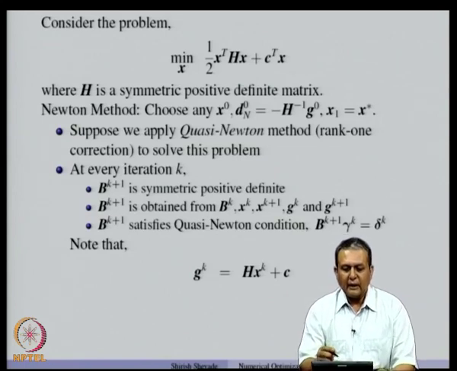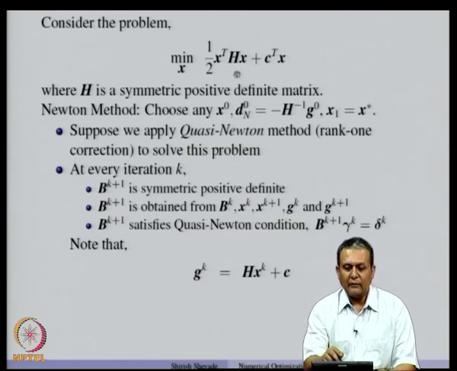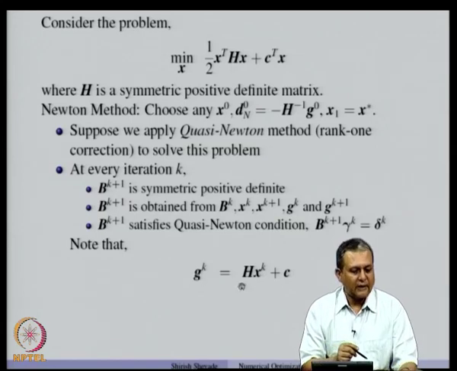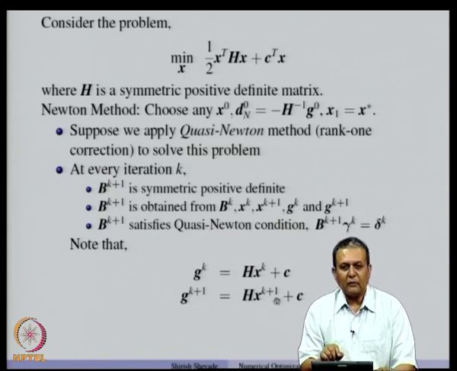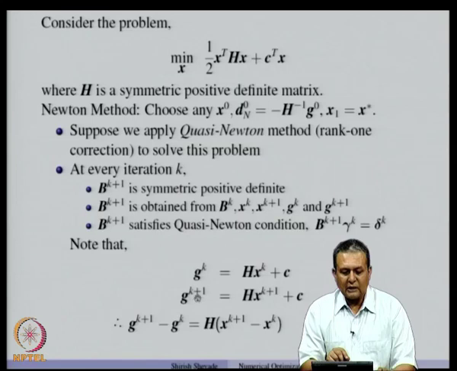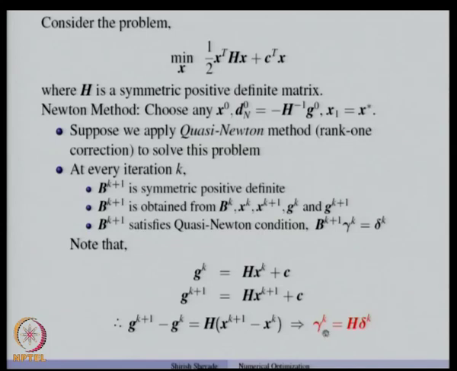Now, if you take the gradient of this function at the iteration k, that will be Hxk plus c, and we are going to denote it by gk. Similarly, at the iteration xk plus 1, we have gk plus 1 to be Hxk plus 1 plus c. Now, if we subtract the first equation from the second equation, what we get is gk plus 1 minus gk to be H into xk plus 1 minus xk. And by our definition, gk plus 1 minus gk is nothing but gamma k, and xk plus 1 minus xk is nothing but delta k. So, what we have is gamma k equal to H into delta k. So, there is an interesting relationship that we have got. Quasi-Newton condition says that Bk plus 1 gamma k is equal to delta k, and gamma k is equal to H delta k.